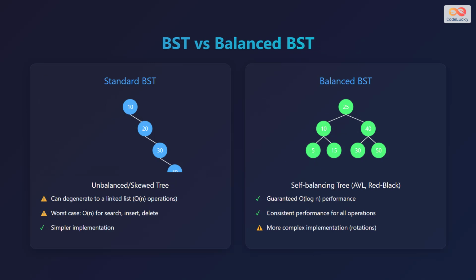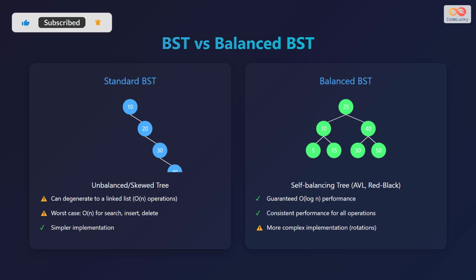Let's compare standard binary search trees with balanced binary search trees. Standard binary search trees can degenerate into a linked list, resulting in big O of n operations. This leads to a worst-case time complexity of big O of n for search, insert, and delete operations. However, they offer a simpler implementation.